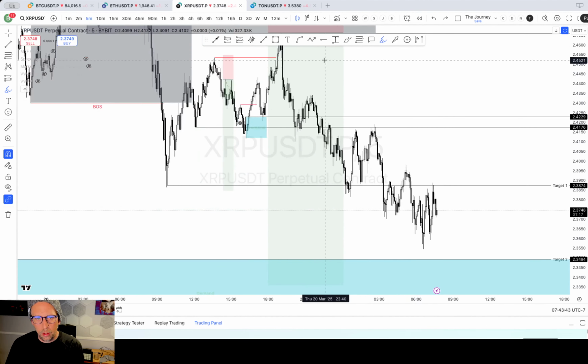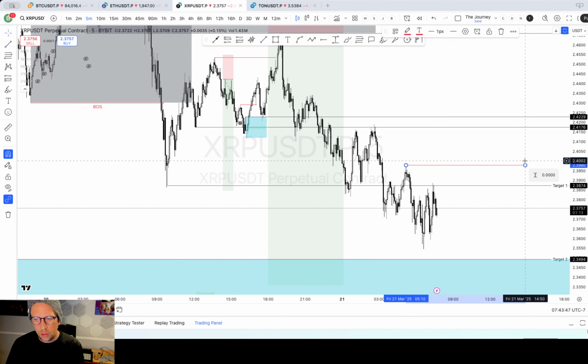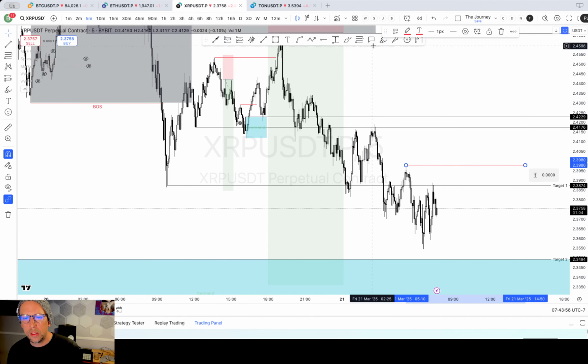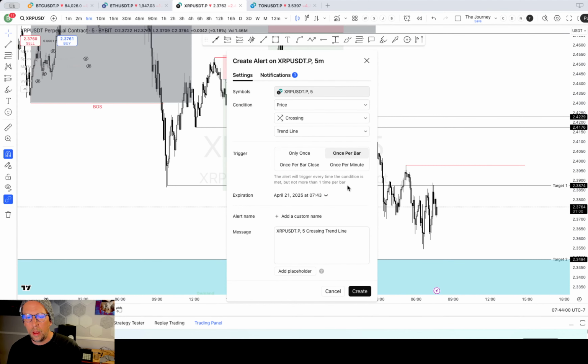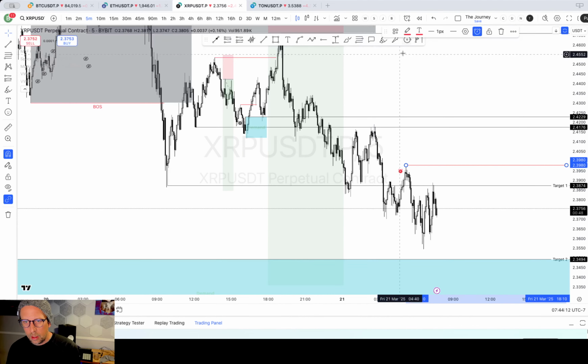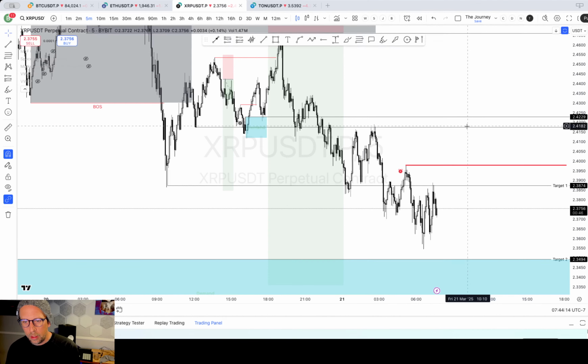Very, very little, but I would say if we can turn around and break, what is this? 2.48. If we turn around, break 2.48, I'm going to go ahead and set myself an alert here, and I would be interested in long if we can get past there. So we're going to say look for long. Well, I don't know about we, but that's what I'm going to say. And I'm going to put that on this alert right here. Let me bolden that up a little bit.